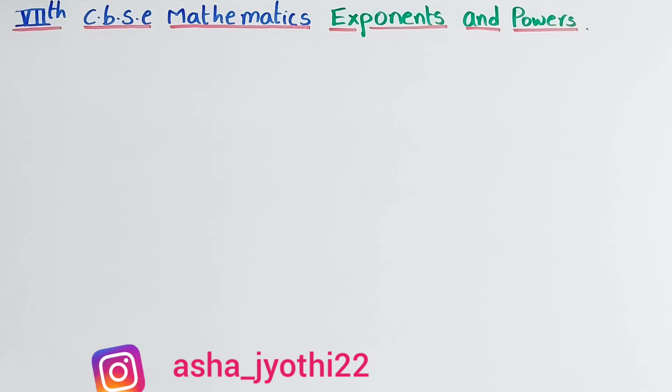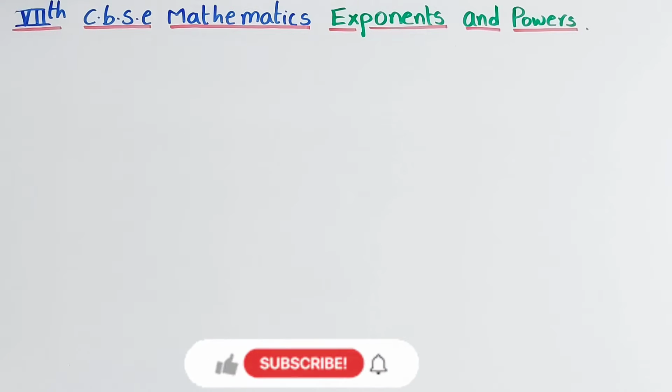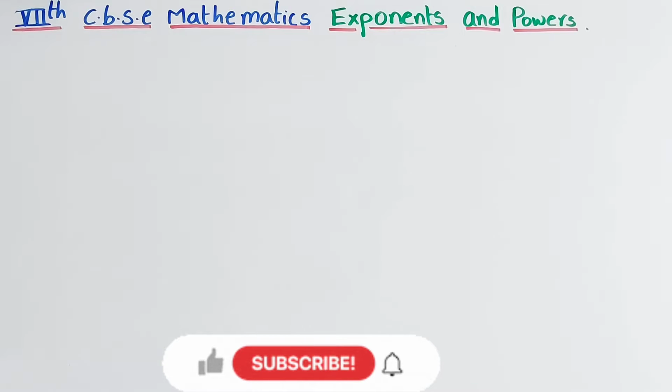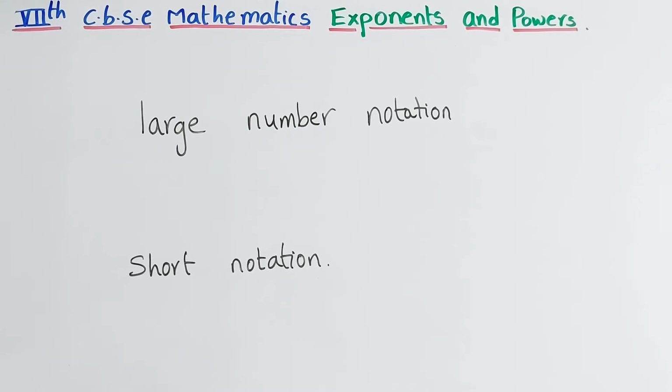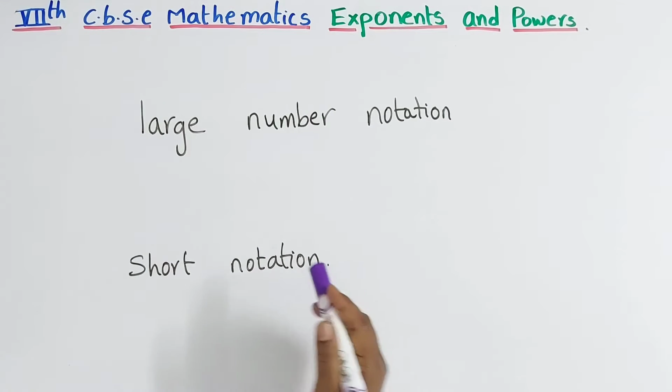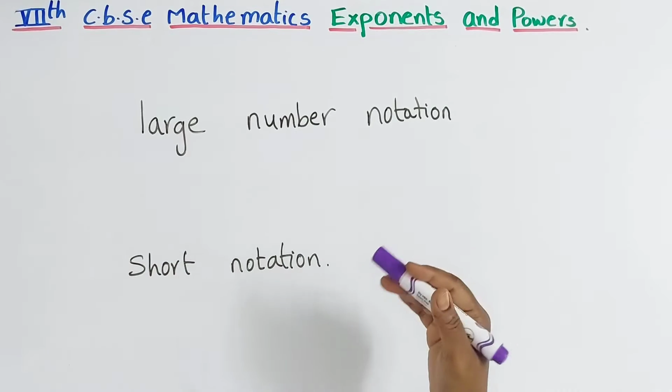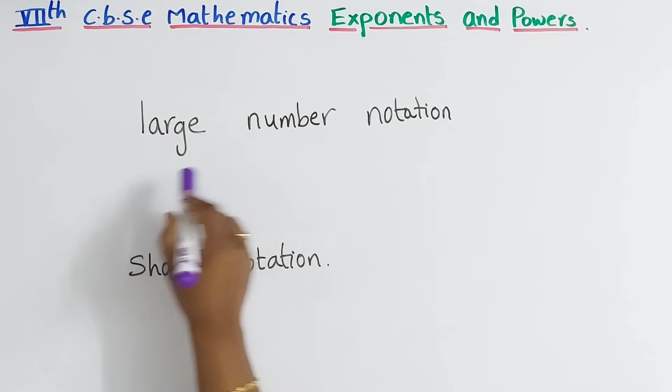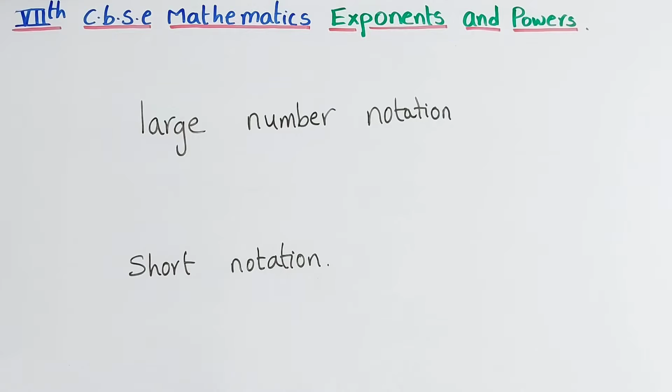We are studying 7th standard CBSE mathematics. In this session, we are starting a new chapter, chapter 13, exponents and powers. What are the exponents and powers, children? What is the use of these exponents and powers? Simple logic. Here, we use these exponents and powers to change large number notations to short notation.